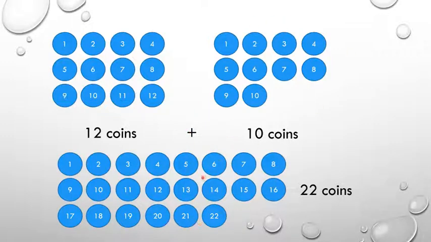So if we start counting, that's 1, 2, 3, 4, 5, 6, 7, 8, 9, 10, 11, 12, 13, 14, 15, 16, 17, 18, 19, 20, 21, 22. Therefore, 12 coins plus or added to 10 coins will result in 22 coins. Basically, that's why you need to know counting. We counted to get the answer. So counting to get the answer is the basic one, but there are also easier methods.